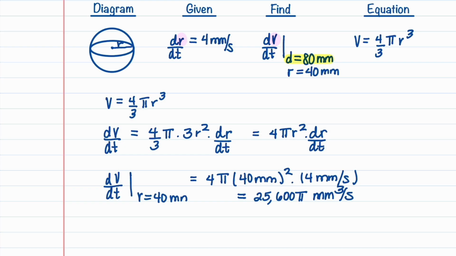We can now say that the volume of the balloon is increasing at a rate of 25,600 pi millimeters cubed per second.